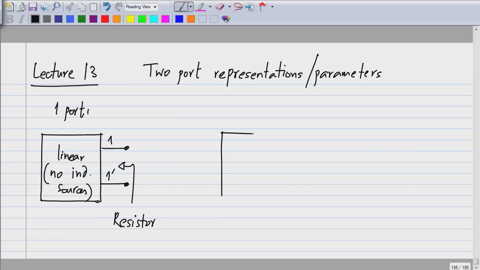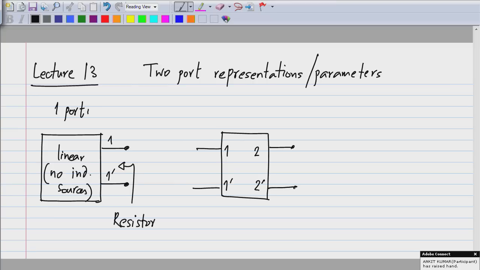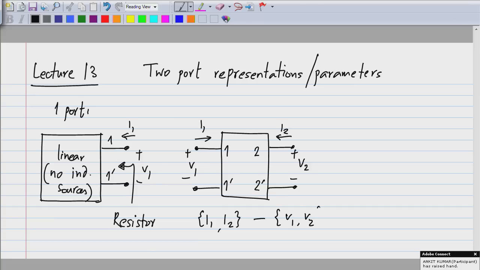Let's say this is a single terminal pair, 1-1 prime. And when we have two terminal pairs, we have to relate V1, I1 to V2, I2. So that relationship, let's say you relate I1 and I2 to V1 and V2, it gives you a set of two-port parameters.